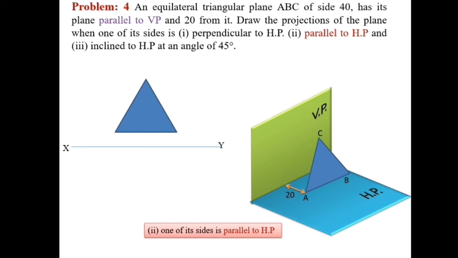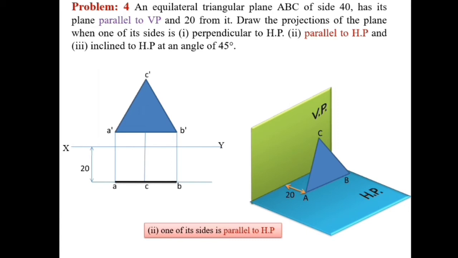So the triangle shape we will draw like that. One of the sides, that means A dash B dash, is parallel to the XY reference line, parallel to HP. And now you take 20 mm below the XY reference line, and then you project all the points up to that line, and you note the intersecting points. Finally you join all the intersecting points, and you will get our top view.